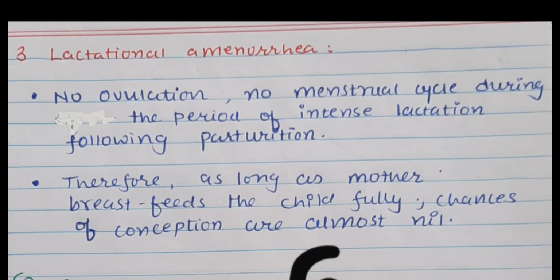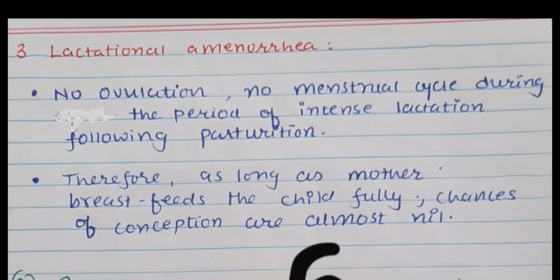So no ovulation, no menstrual cycle, and if the ovum is not available, though the sperm enters the female reproductive tract, no fertilization takes place. So it's a natural birth control method. It's one kind of natural hormonal birth control method. Remember here, up to a maximum of 6 months.